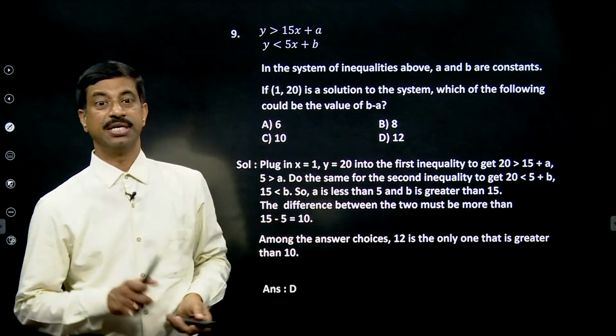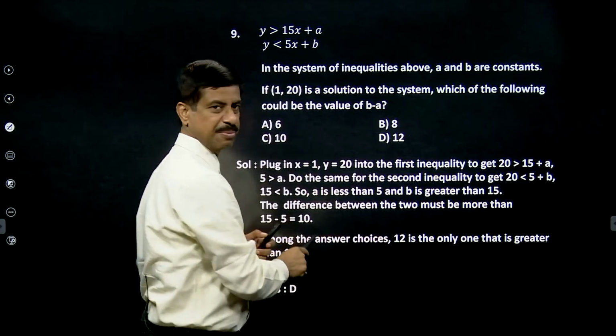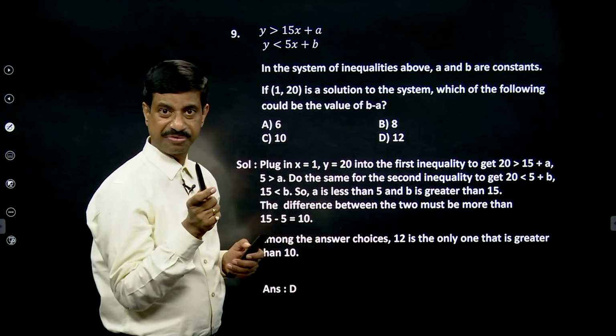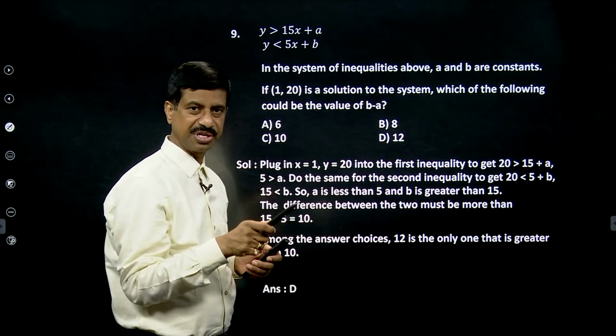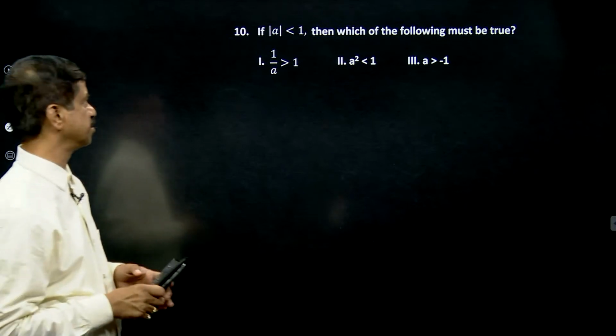So answer is D. Please remember, this is an inequation and this is the minimum difference, not maximum difference or not equal difference. It is minimum difference. So answer should be 12. That is D. So please go to the next question.